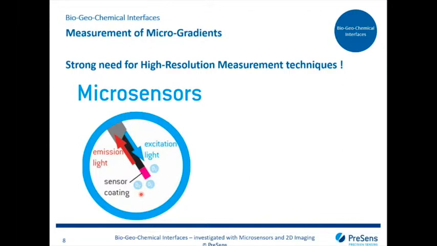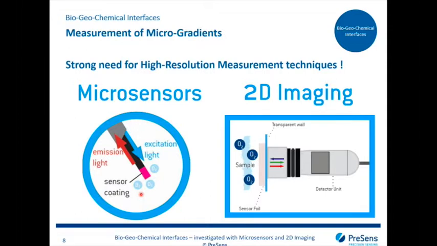A similar technique, but in a different format, is the 2D imaging. In the 2D imaging, the same fluorescent principle is used, but in this case the fluorescent dyes are embedded in a two-dimensional foil. The foil would be, for example, along a transparent wall inside an aquarium or a sediment core, or it can be any kind of transparent vessel. This foil detects the oxygen concentration from the sample in its diffusion vicinity in 2D. And at the very back we've got a detector unit that can do a two-dimensional readout of this foil by the same principle, by the excitation and then by the emission of light back from the foil.